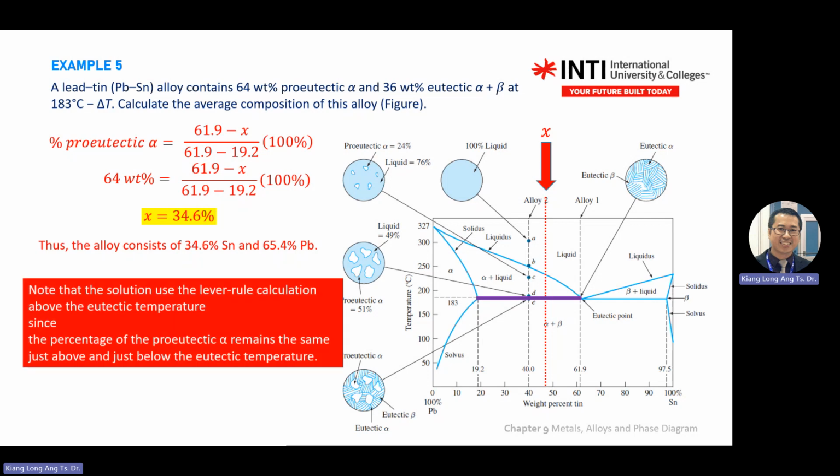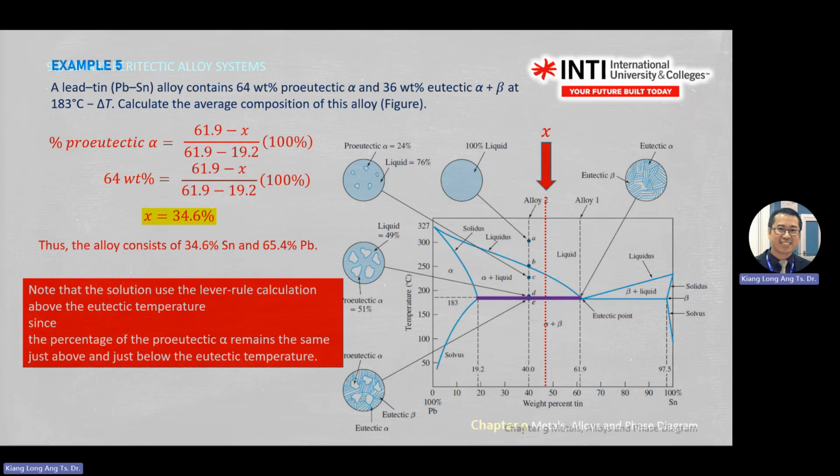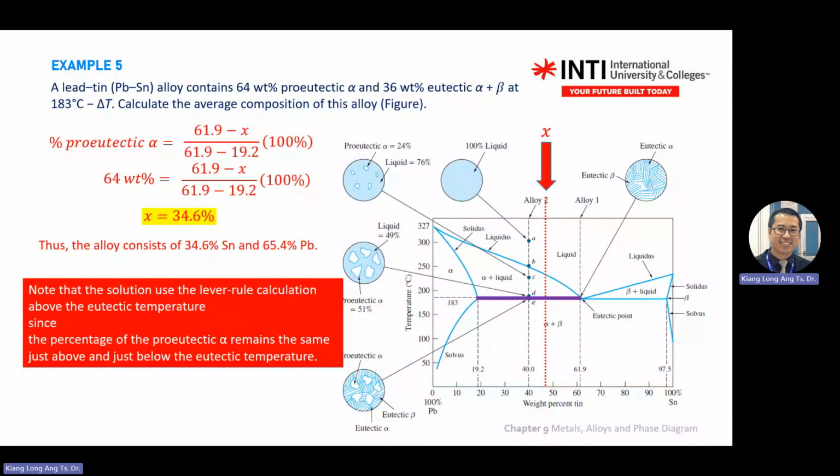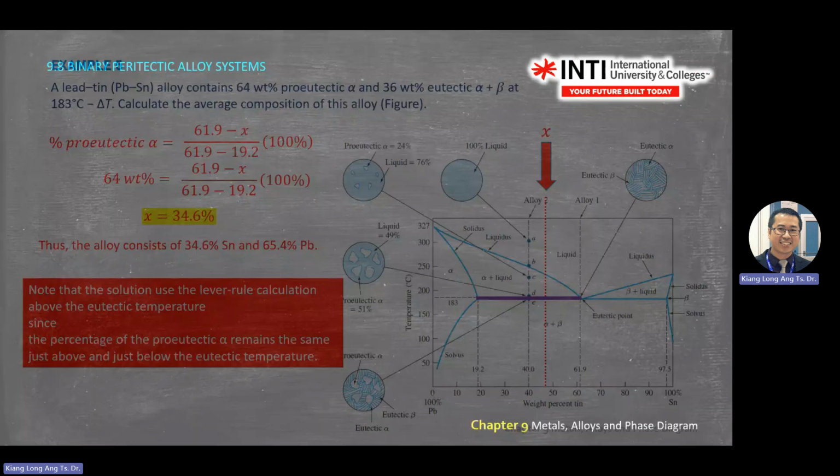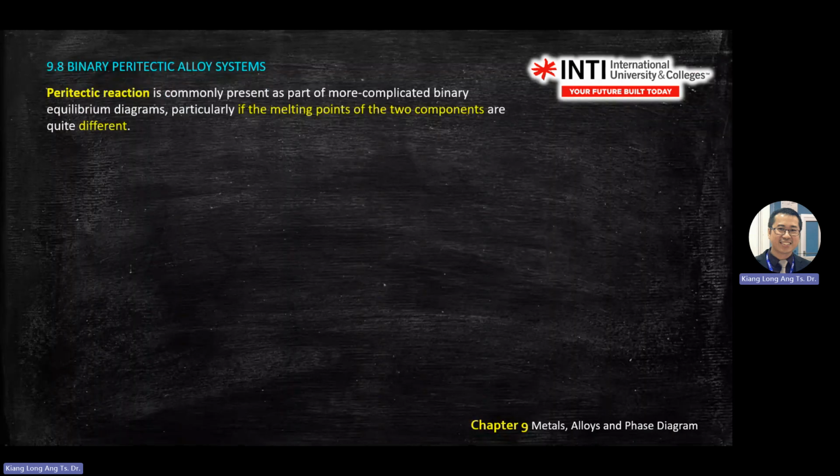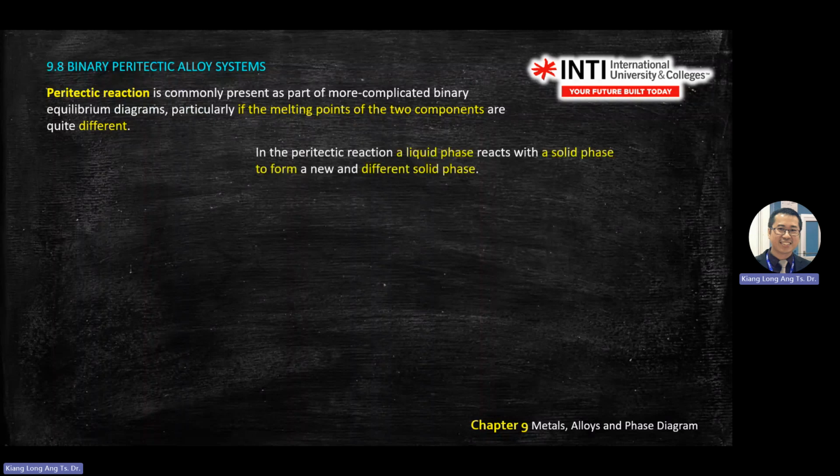So by now you should be able to do the lever rule, or the tie line. Today we learn another name called peritectic. Okay. Peritectic is a reaction, a chemical reaction: liquid plus alpha solid, you cool down, you get beta solid. Okay.